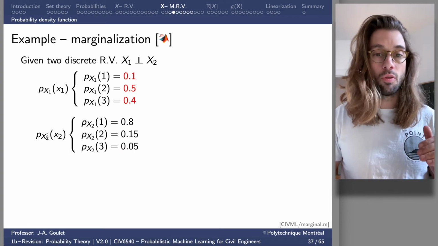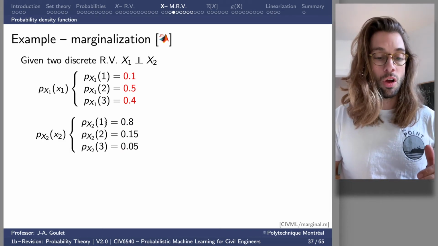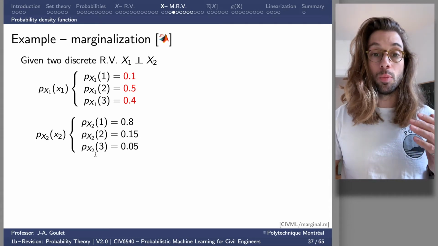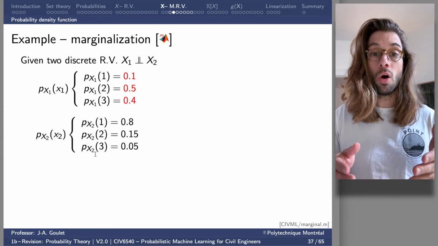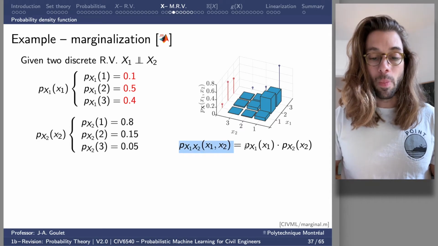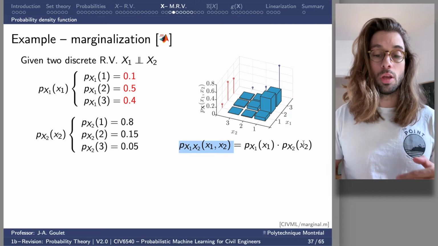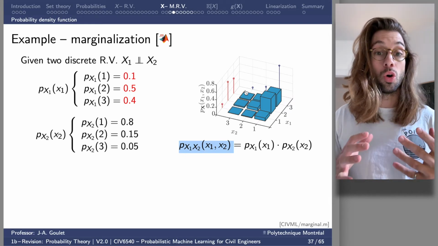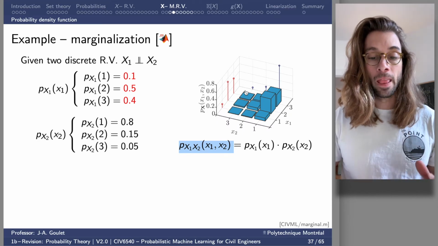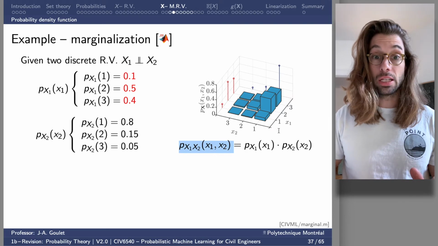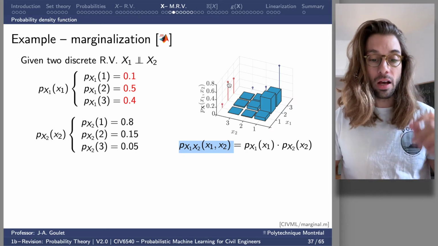I have the same thing for the marginal probability of x2 for each of the 3 possible outcomes of x2. Now, if I want to build the joint for both x1 and x2 occurring, I can build that joint by taking the product of the marginals. And this is what I represented here on this joint probability mass function. So this is the axis for x1. This is the axis for x2.